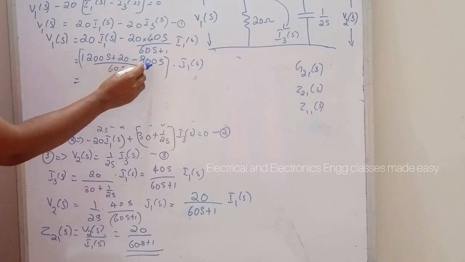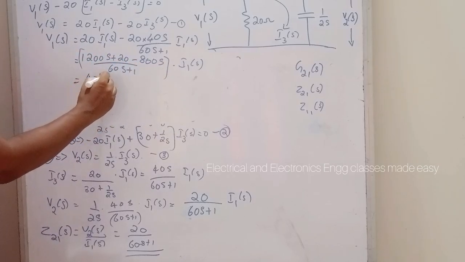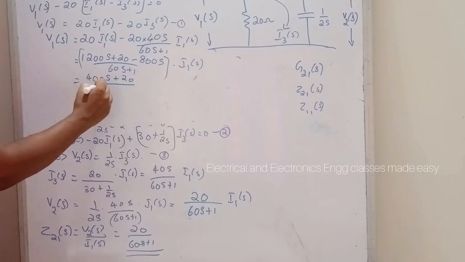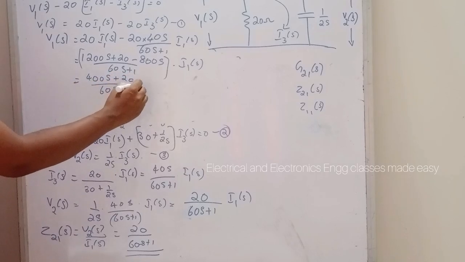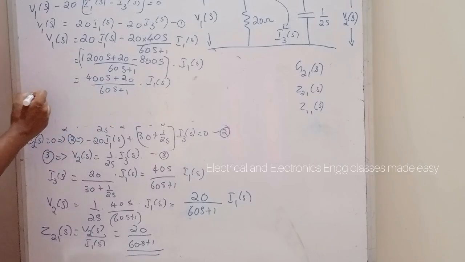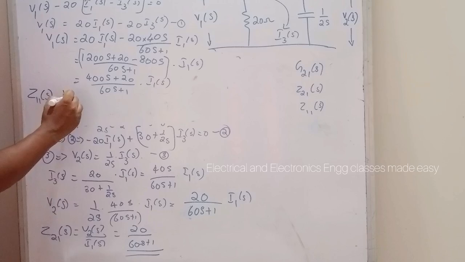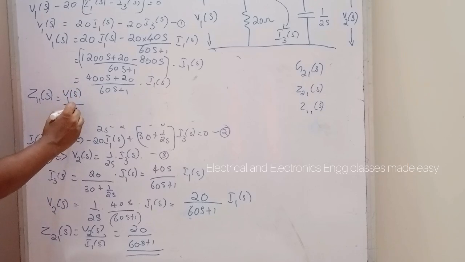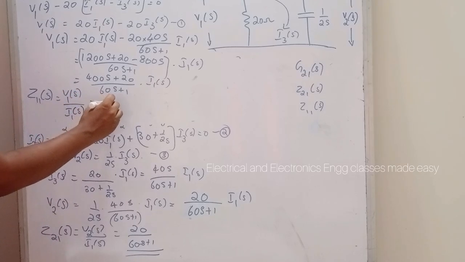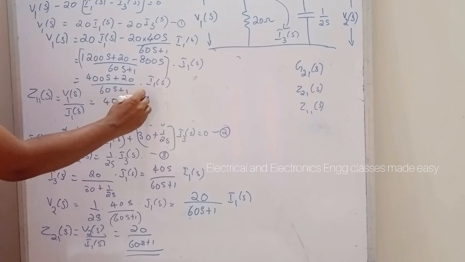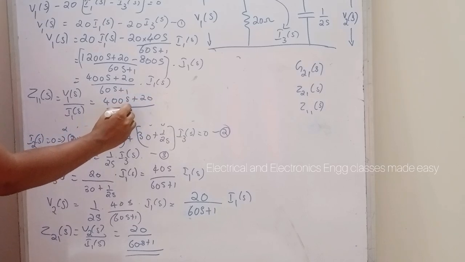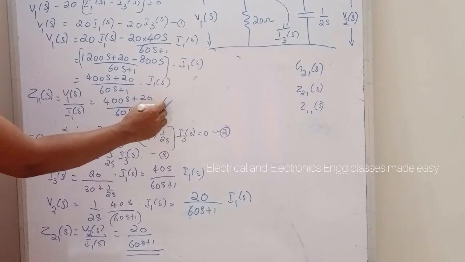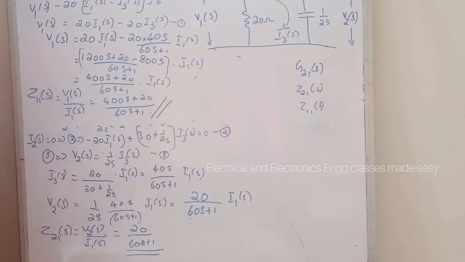Again we have (400s plus 20) divided by (60s plus 1) into I1 of s. Now we can write the value of Z11 of s, that is V1 of s divided by I1 of s, is equal to (400s plus 20) divided by (60s plus 1). So this is the value of Z11 of s.